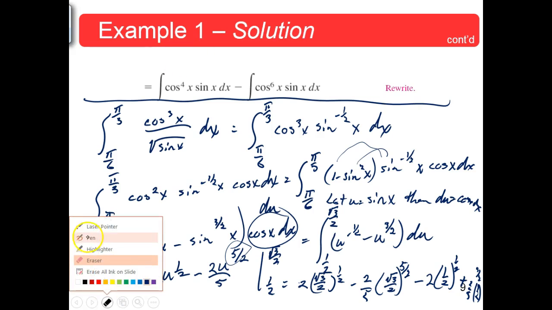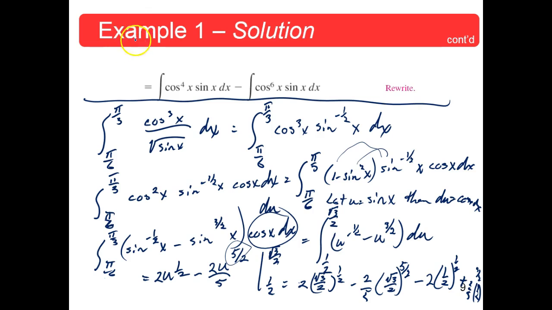Sorry, I have to go back to the top because I just run out of room at the bottom. So they left it just like this: 2 times the square root of 3 over 2 to the 1/2 power. That's their first term. Okay? Minus 2/5 times the square root of 3 over 2 to the 5th power. Okay? Minus, now here's where they did this. It's 2 over the square root of 2, which is root 2. Okay? You see that's 1 over the square root of 2. Okay, that next one, here is the weird one.